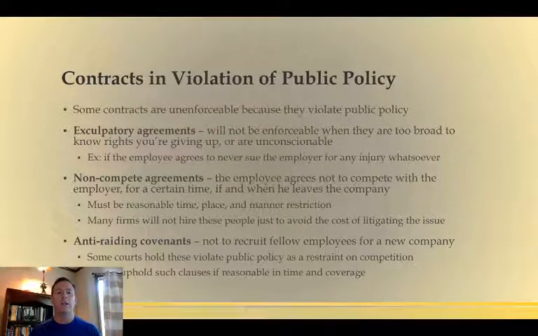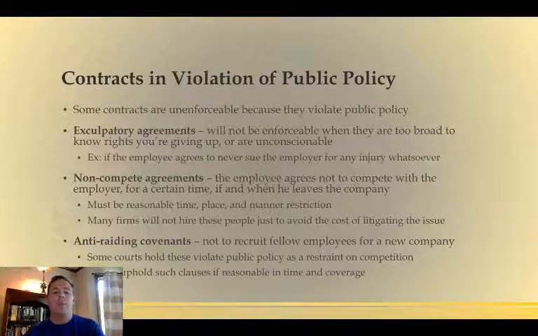In terms of the place, if you're a business that really only does business in upstate New York, a court's probably not going to enforce it if you say the person cannot work in that field in all of the United States, because it's unreasonable given the competition that the employer is really up against.